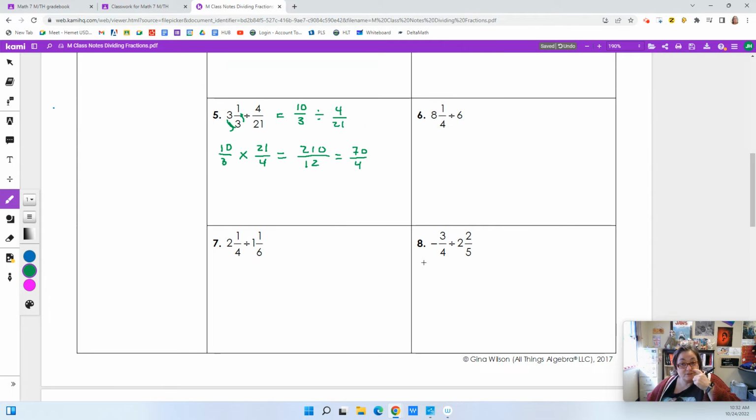But look, that still gives me an even number over an even number, right? So we know we could divide each of these by at least 2. 70 divided by 2 is 35. 4 divided by 2 is 2. I can't reduce that anymore. So, took a couple steps to get that one simplified, right? But we still got it done.